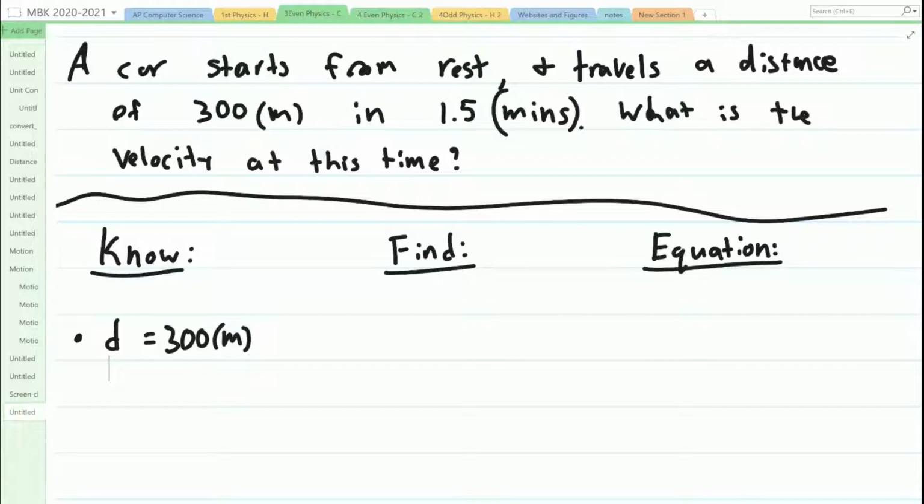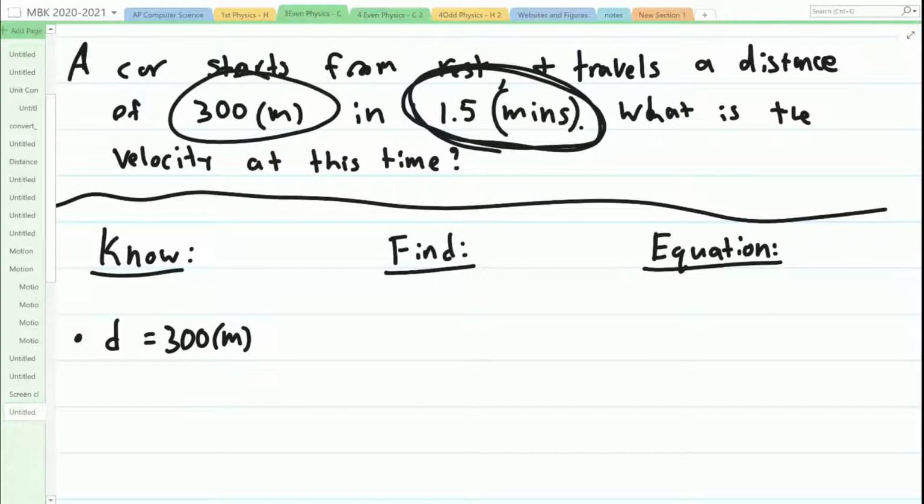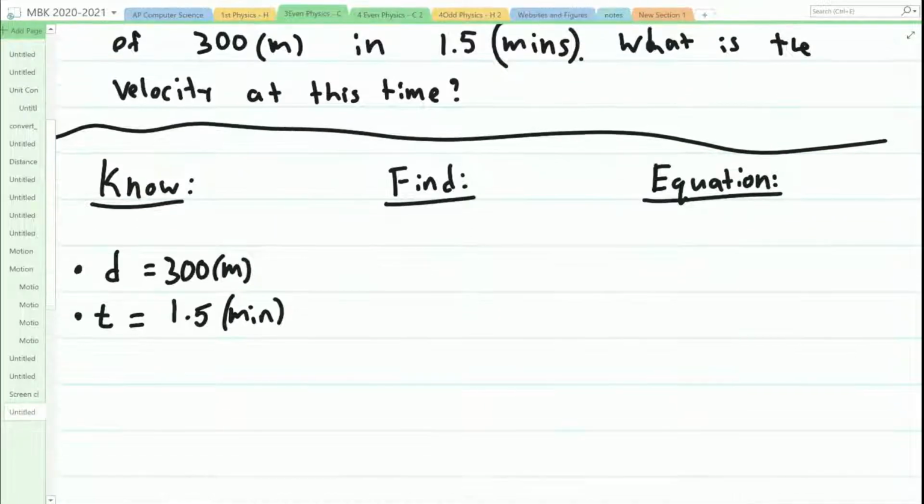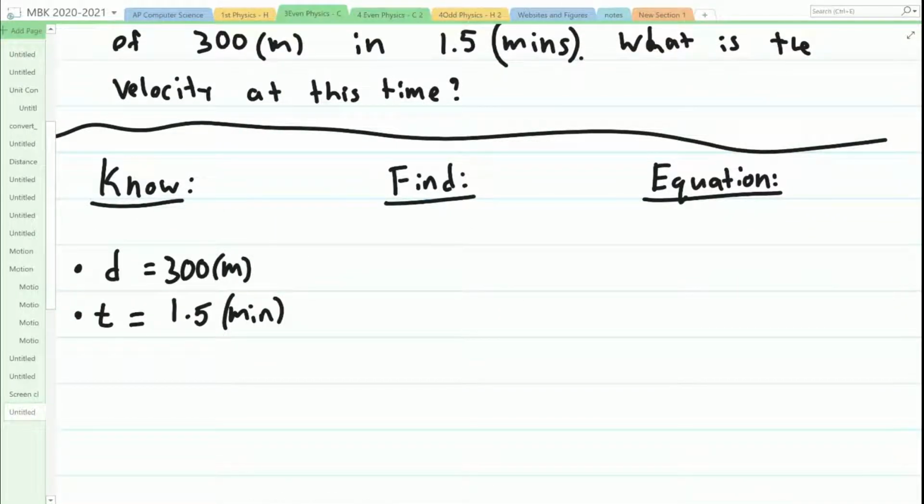Okay, so we've already gotten this here. And then the time that it takes to travel this distance is going to be 1.5 minutes. All right, so obviously that's going to be a time. It's going to be 1.5 minutes, but time has to be in units of seconds. Okay, so 1.5 minutes is going to be how many seconds? I mean, 90 seconds. Okay, cool.